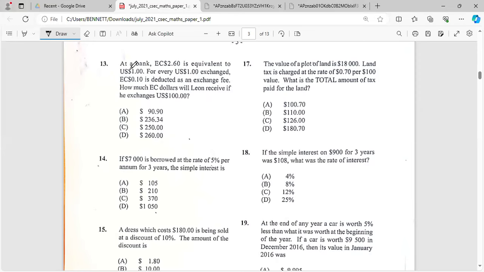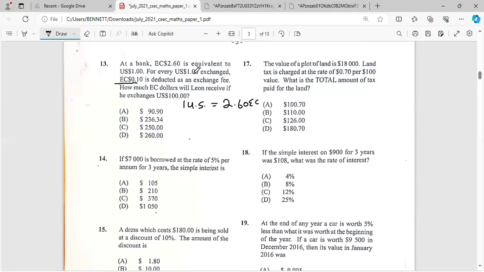Alright, so it says at a bank, Eastern Caribbean $2.60 is equivalent to 1 US. When you get these little things, guys, you can just write them out. Have them in front of your eyes, makes it easier for you. So we know that 1 US is equal to $2.60 in EC. That's Eastern Caribbean. Take it from me, you know.